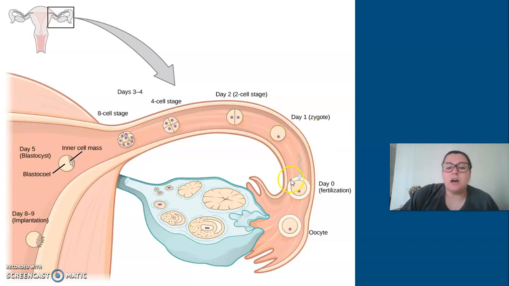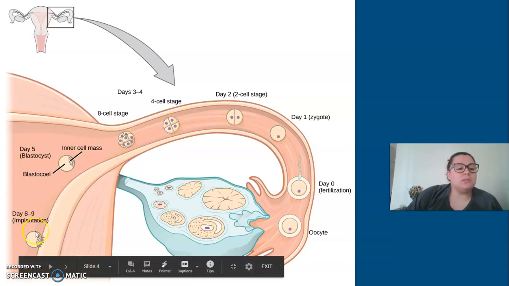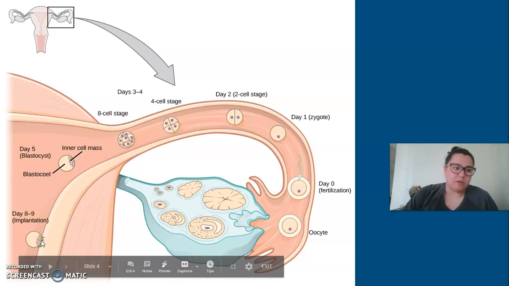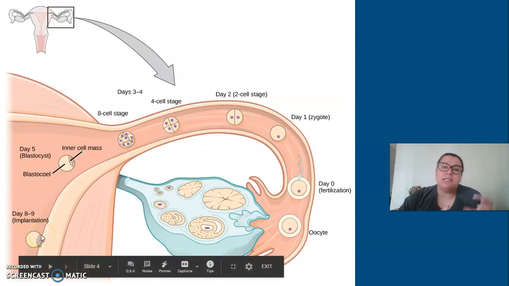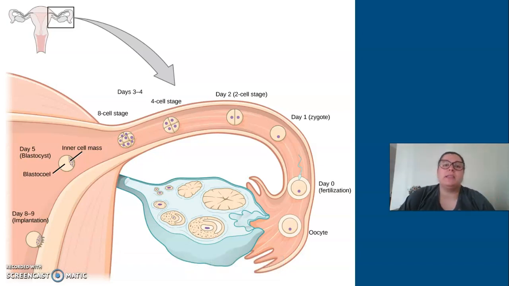And then that cell, which is called a zygote now, starts to grow and divide, and it goes through mitosis, and those cells split. Those cells will travel down to the next part of the female reproductive system, which is called the uterus, and the zygote will attach to the uterine wall of the female, and from that point on, that's where the baby grows.